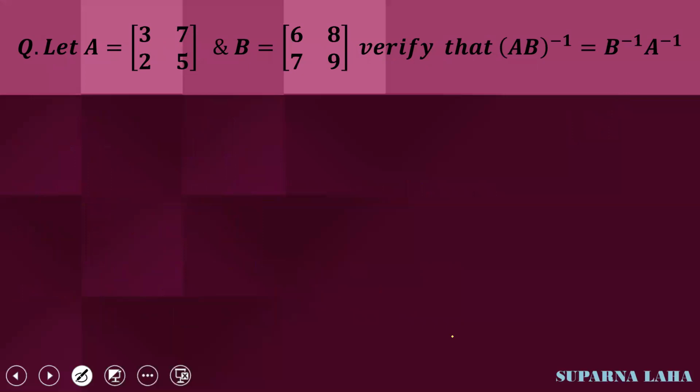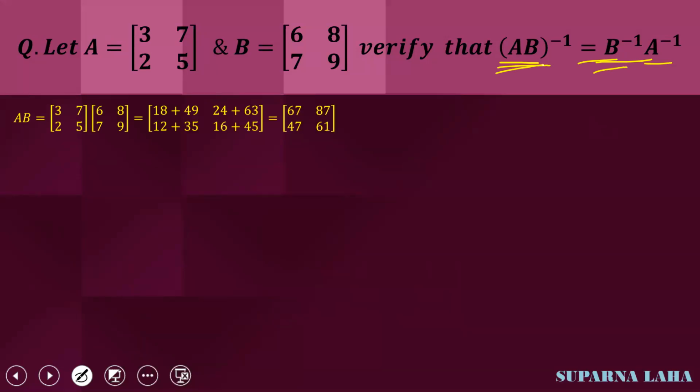Let A be a 2 by 2 matrix, 3, 7, 2, 5. B is 6, 8, 7, 9. Verify that AB inverse is given by B inverse into A inverse. You know this is a property for inverse. We already discussed this property. Now here we need to prove this property with the help of an example. So first of all, AB inverse, and here B inverse, A inverse. You need to find 3 inverses, that is A inverse, B inverse, and AB inverse. So firstly find A into B.